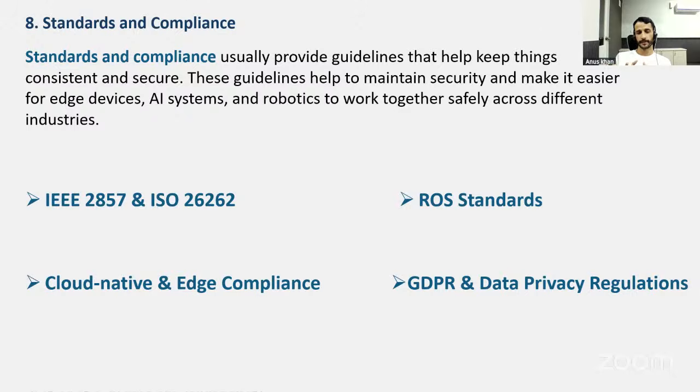Cloud native and edge compliance, which gives us clear guidelines on how we can secure AI containerized workloads, which we will deploy on the edge architecture. The GDPR gives us clear guidelines on how we can handle end user private information. So these are the standards and compliance which we need to make sure of when we are creating any autonomous solution, so they are properly compliant with the relevant standards. Moving to the next slide.